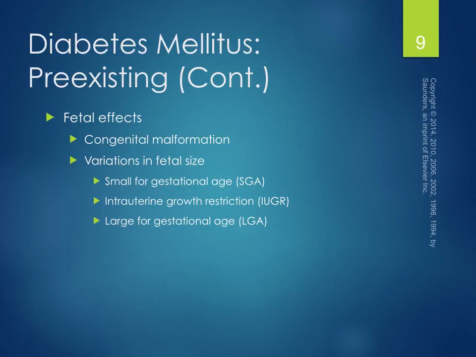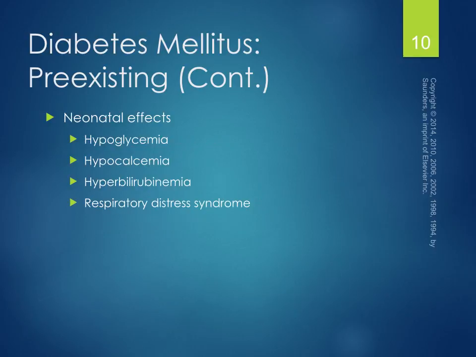Pre-existing conditions, fetal effects. These are patients who are higher risk for congenital malformations, variations in fetal size, such as small for gestational age, intrauterine growth restriction babies. So we know that there's an issue there with the placenta and growth for babies, on both the small spectrum as well as the large spectrum. So there are some growth restrictions there.